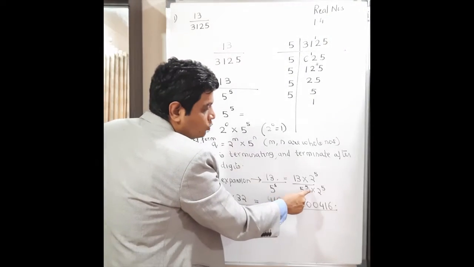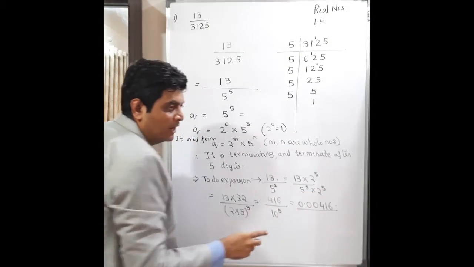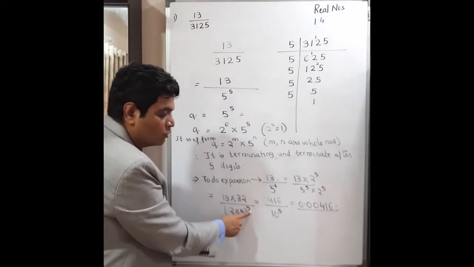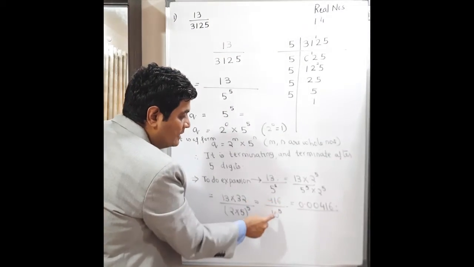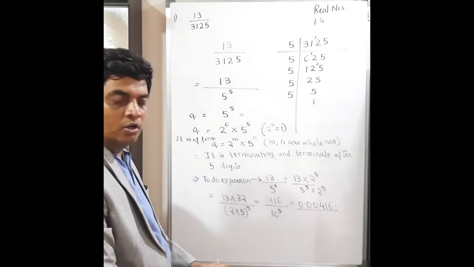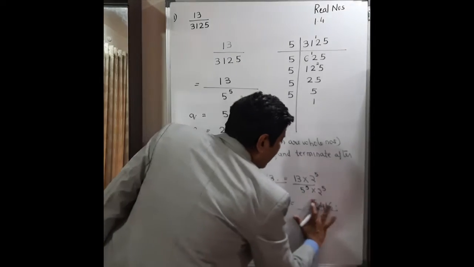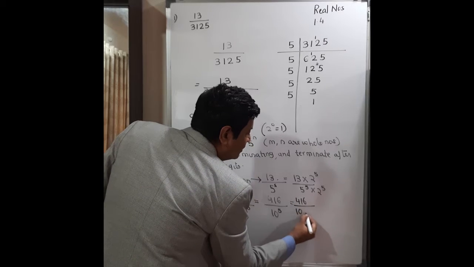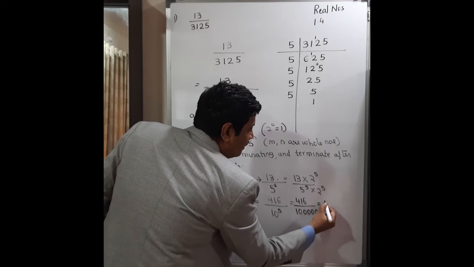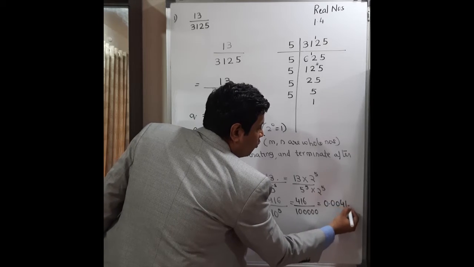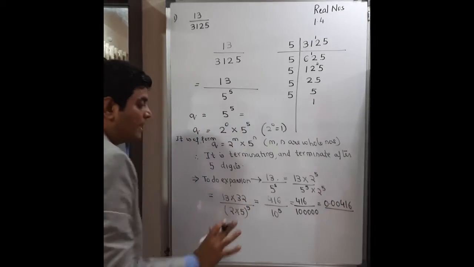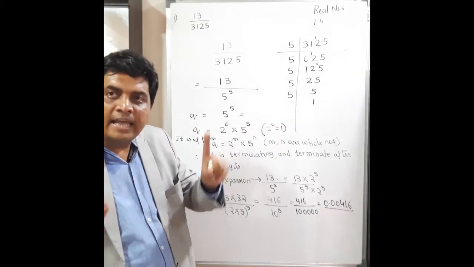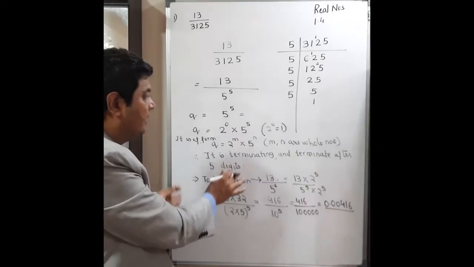It is a raised to n into b raised to n. If the power is the same, the bases get multiplied. So it becomes 2 into 5 raised to n. So this becomes 416 upon 10 raised to 5. What is 416 upon 10 raised to 5? It is 416 divided by 1 followed by 5 zeros, so this will become 0.00416. This decimal expansion is not asked in this particular question. It is asked in the next question, but I am explaining it here itself.